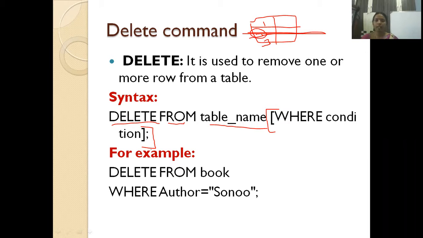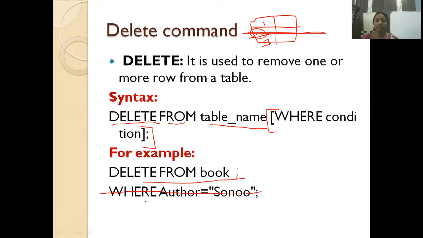For example, I am taking an example here. Delete from book. Consider I put a semicolon over here and do not write the where condition. What will happen? Delete from book means all the rows of the table are deleted. Why? Because you are saying delete from book. That means book is a table that contains 100 records, and those 100 records will be removed.